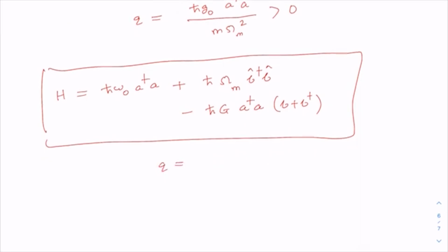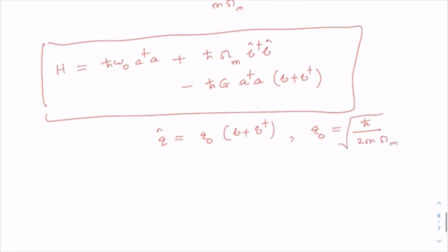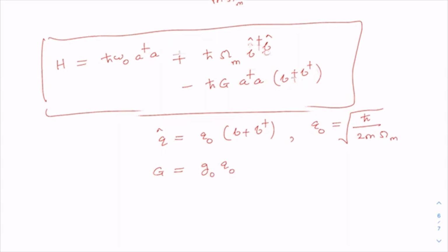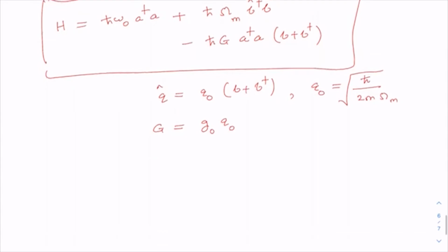What we have used is Q, the position coordinate operator. We write it as Q0 (b + b†), where Q0 is the zero-point fluctuation, the square root of ħ divided by 2mω_m, and this capital Z, which is known as the optomechanical coupling constant or coupling parameter, is z0 times the zero-point fluctuation Q0. Let us now explore the eigenstates and eigenvalues of this Hamiltonian.